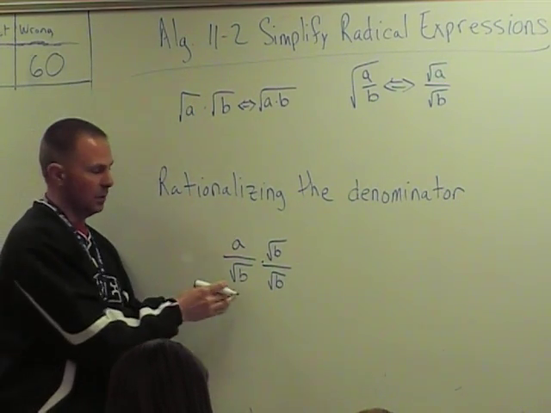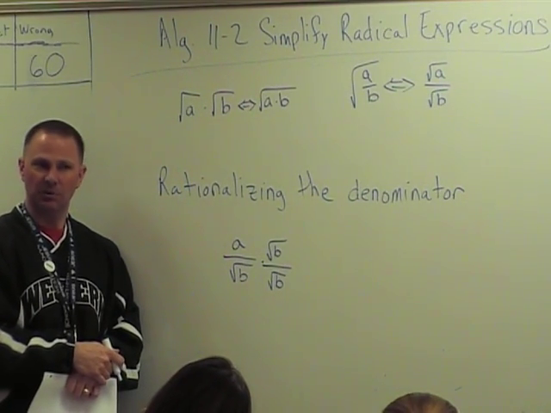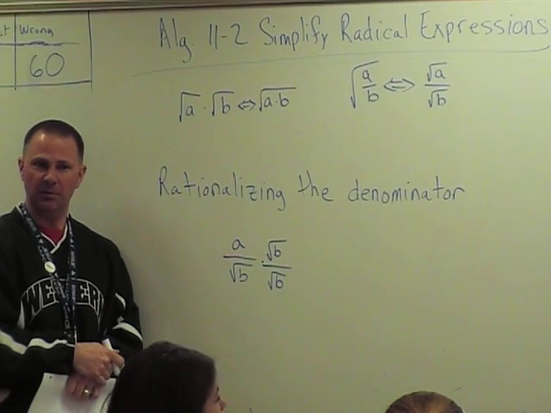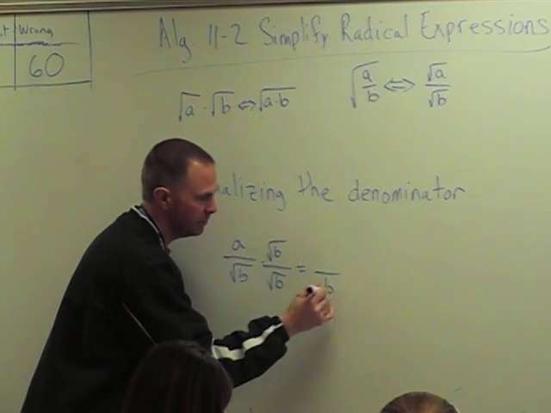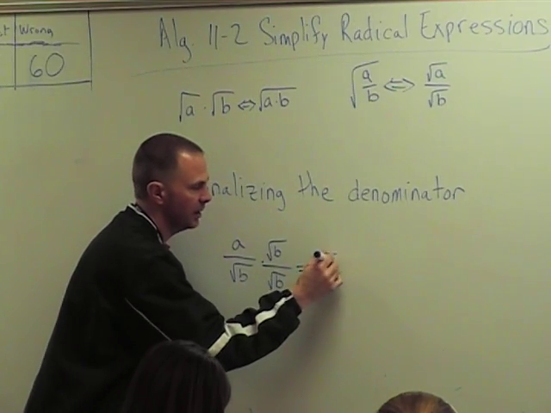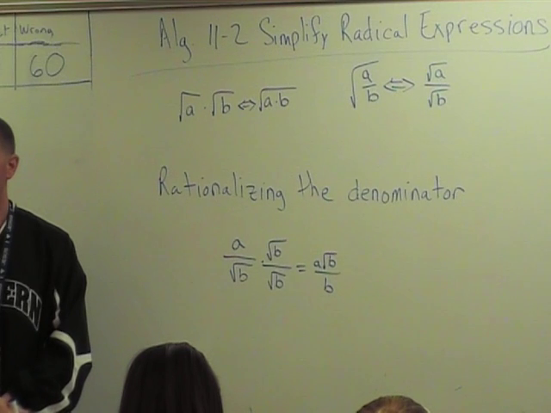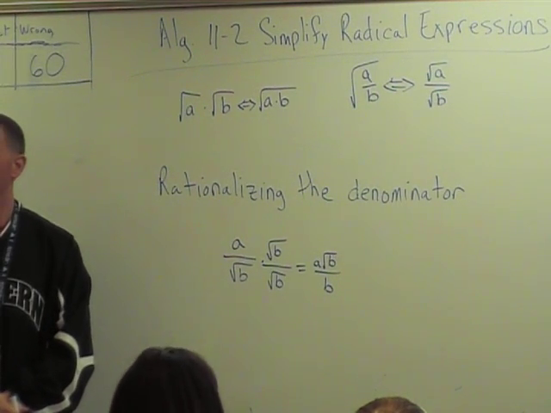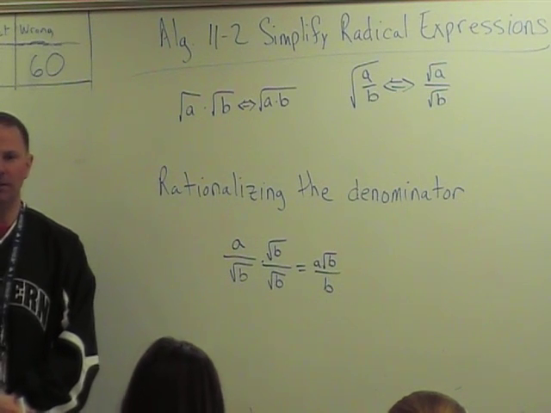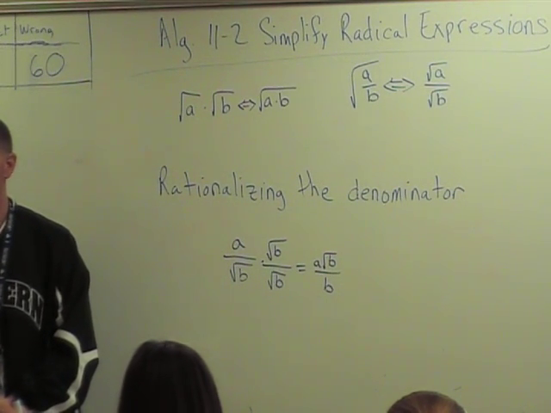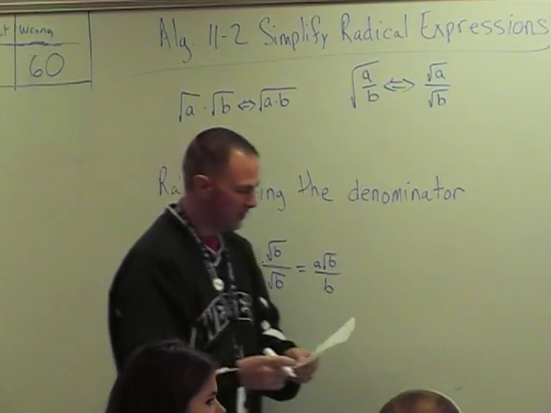Now, the square root of b times the square root of b is the square root of b squared. What's the square root of b squared? b. Without the radicals, the denominator is now b. The top is radical a. That is called rationalizing your denominator. Don't worry. Factoring will come into play eventually. Not today. All right, so example 1.